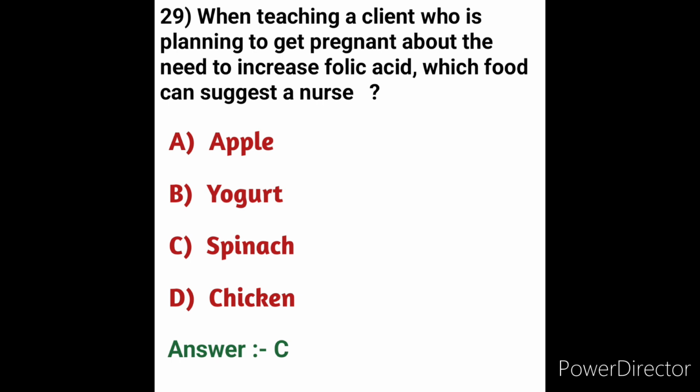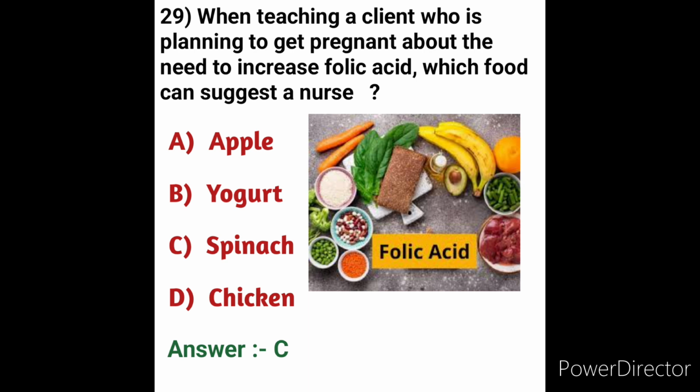For example, the folic acid sources are spinach, broccoli, and also sprouts, avocados, and asparagus. These are excellent sources for folic acid. Fortified cereals are also great sources of folic acid. Here option C is the correct answer. To increase folic acid in pregnant women, we are suggesting spinach. Option C is the correct answer here.